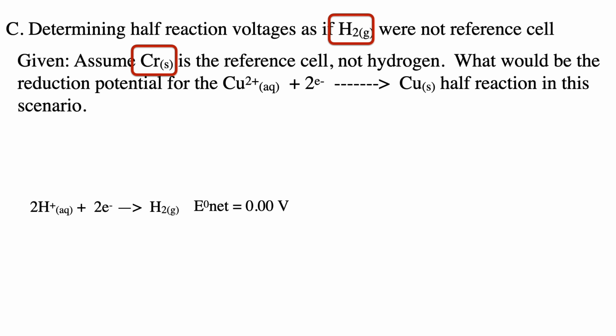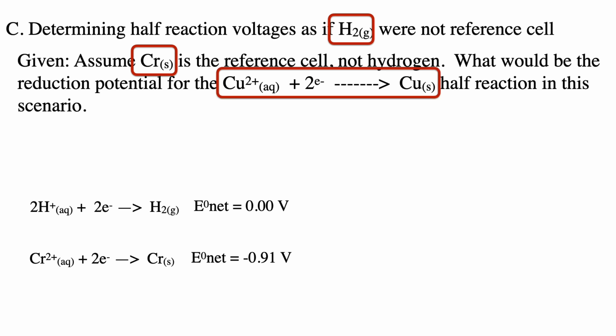If you notice in your data book, everything above the zero cell is positive, and every voltage below that is negative. So if you look at the chromium reaction, it's at negative 0.91 volts. And if you look at the copper reaction, it's at positive 0.34 volts.